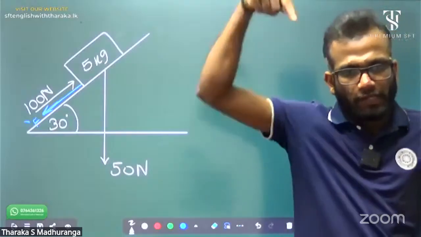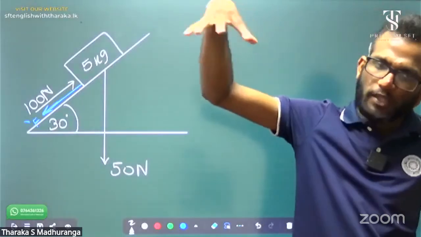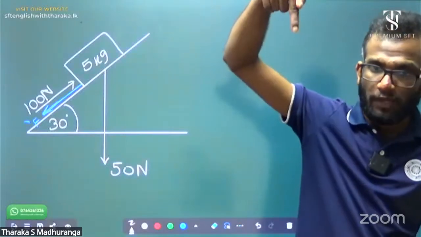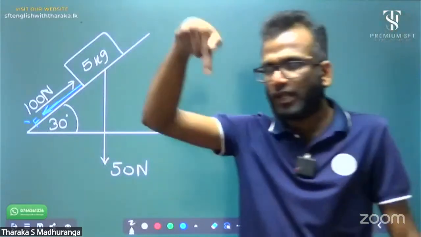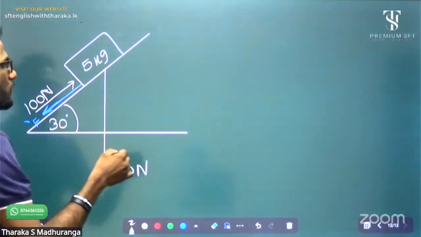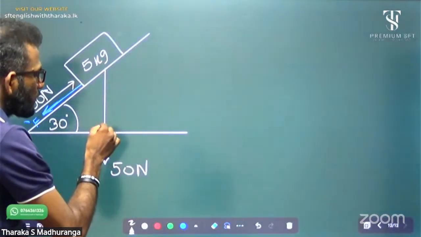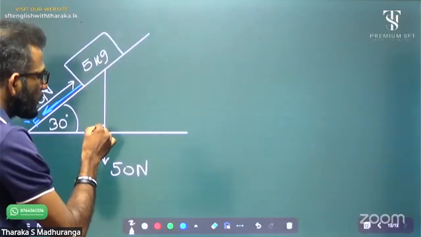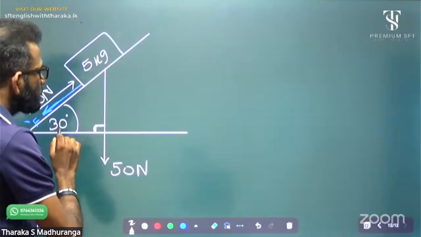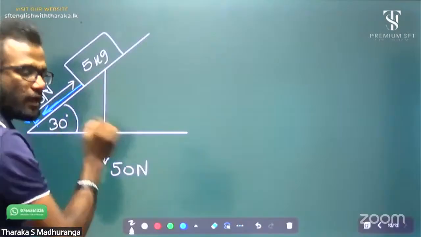I told you weight always acts to the gravity direction, even if the object is placed in any direction. It is 50 Newton, sorry. Now you can understand this weight and the ground level should have 90 degrees. Now it is 30 degrees. Now you can see it is a right angle triangle.